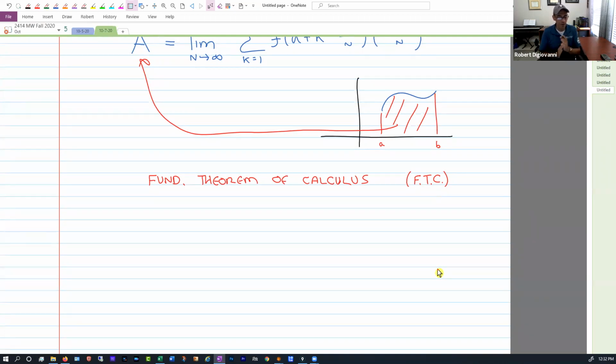It's called the evaluation version. Here's what the theorem says. Now, keep in mind, a theorem is a mathematical statement that is true, and it's been proven to be true. We are in no way going to go through the proof of this.